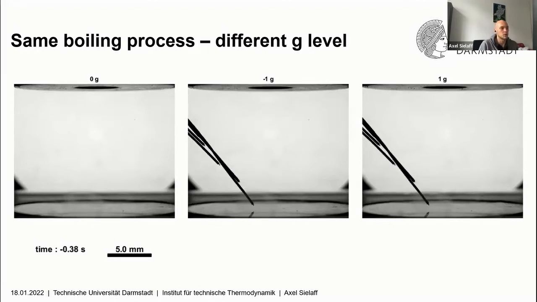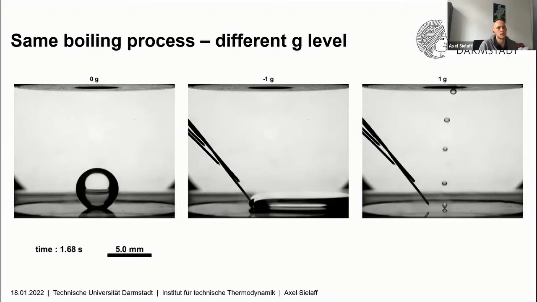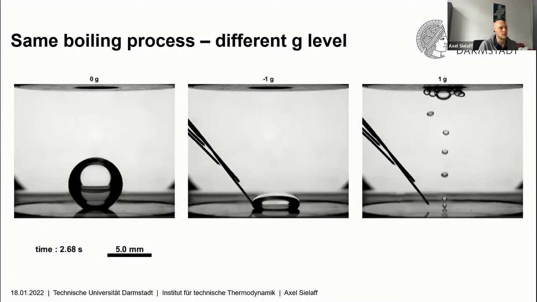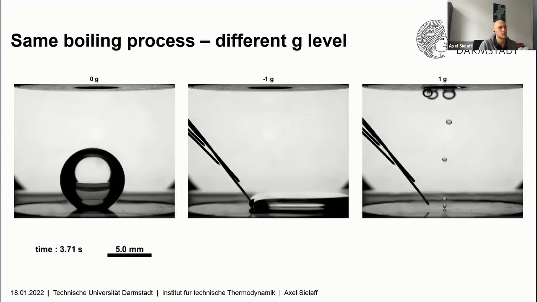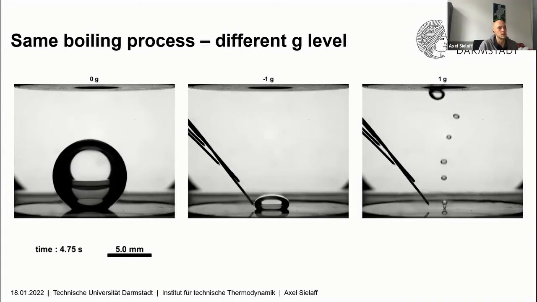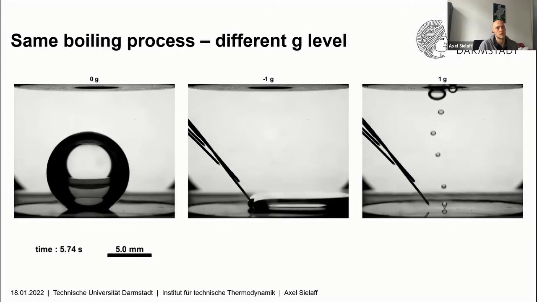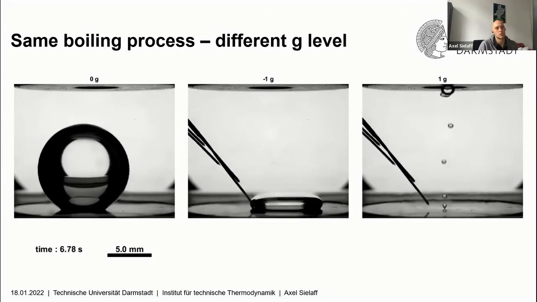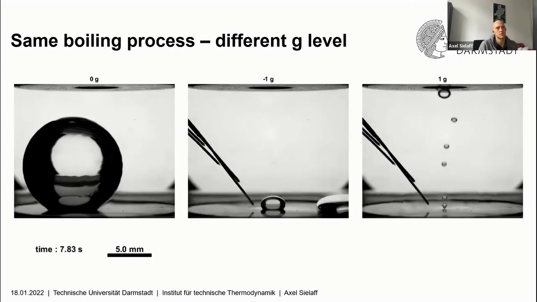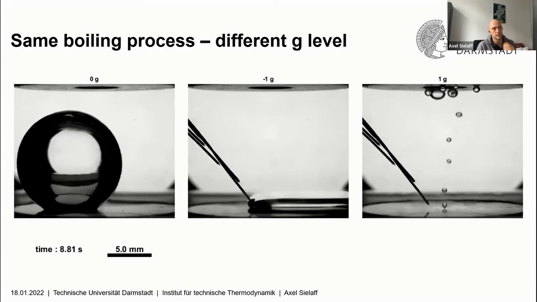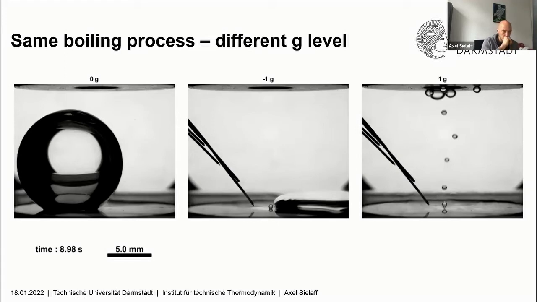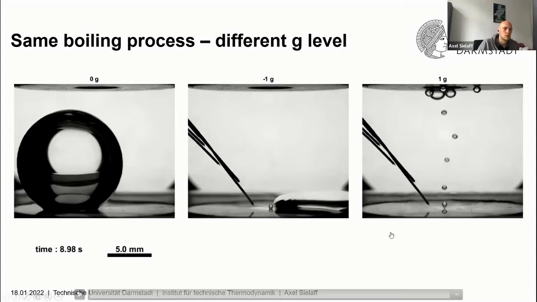But if we look at the boiling process, we see a clear difference by gravity. On the left side, we have 0 g, a nice circular bubble growing. It's not detaching from the wall. In the middle case, the bubble is pressed towards the heater. We have a quite flat bubble. And in the other case, we have really, really tiny bubbles leaving the heated surface quite fast. Next to it, I want to draw your attention to 2 points.